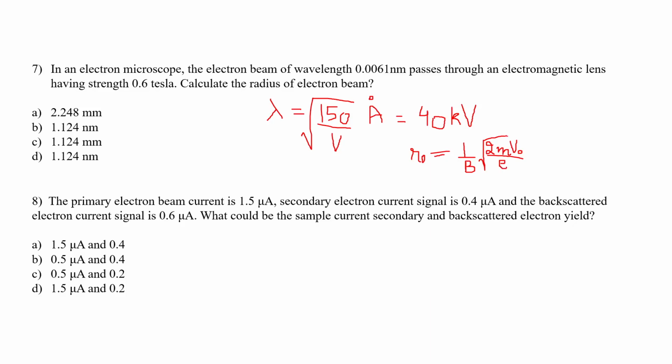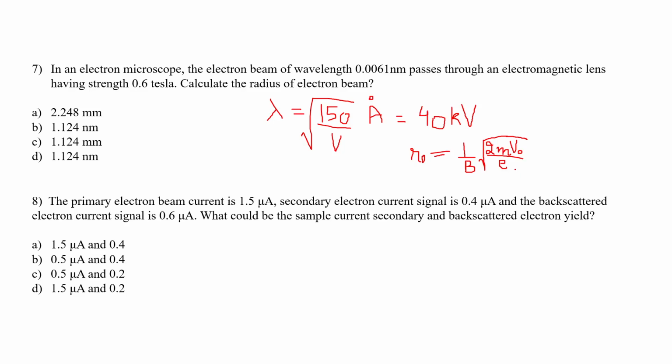Everyone, please try to solve this. So this is basically the formula to calculate the radius of the electron beam, which is given by 1 by B, where B is your magnetic field, which has a unit of Tesla and which is given as 0.6 Tesla, and then into under root of 2 m V naught divided by e, where m is your mass of electron. Please listen carefully that the mass of electron will be 9.1 into 10 raised to power minus 31, your V naught you have already calculated as 40 kilovolt, and your e is the charge of electron, which is 1.6 into 10 raised to power minus 19.